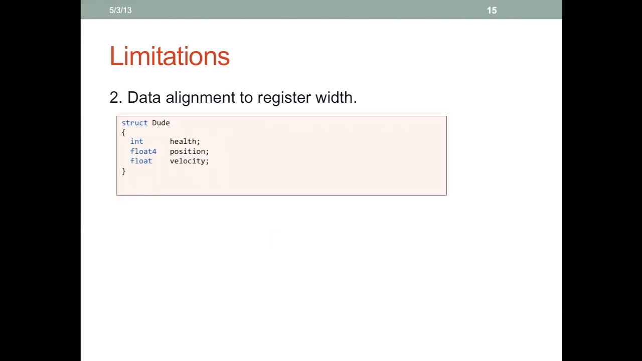Let's look at an example. So we've got a dude here. He's got health and a position and velocity, and this looks pretty benign, really. One might imagine this is 4 plus 16 plus 4, 24 bytes.